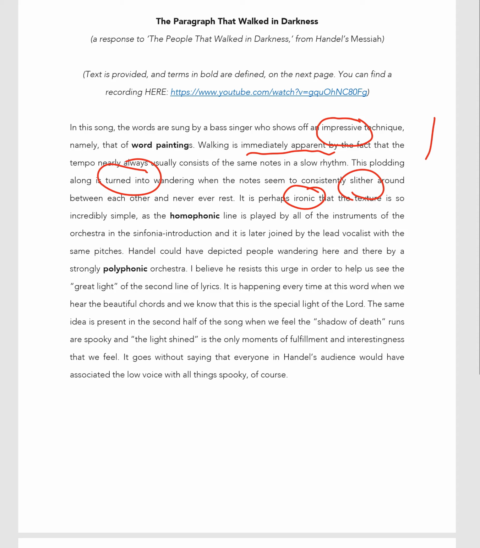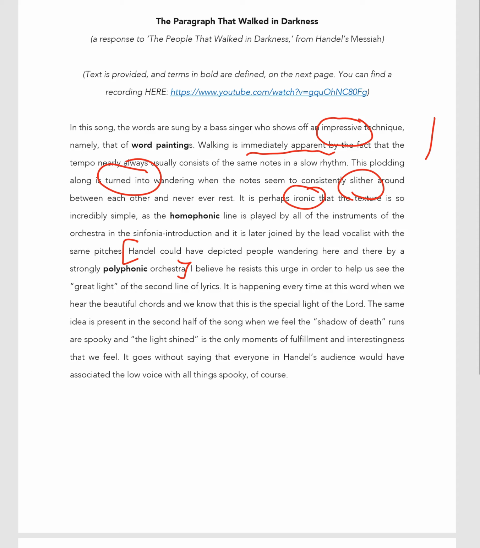Handel could have depicted people wandering here and there with a strongly polyphonic orchestra. This is a decent observation, actually. One way to engage in word painting would have been to have different lines. Polyphonic is many sounds, multiple sounds, different instruments doing things that contrast with each other. That's a decent observation.